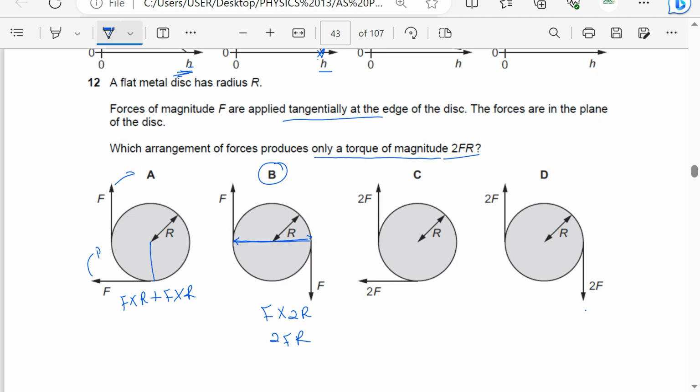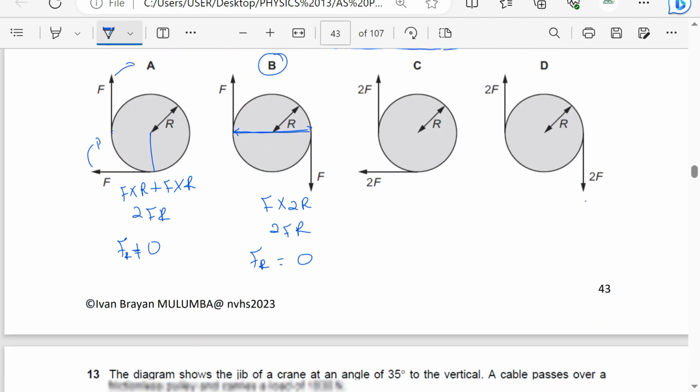So they are producing a torque of magnitude 2Fr, but there is no resultant force. Resultant force here is 0. Yet for these ones, they're acting at right angles. They are producing a torque of 2Fr, but the resultant force here is not 0. So the answer is going to be B. These ones are at 90 degrees. The resultant can be obtained by Pythagoras theorem.